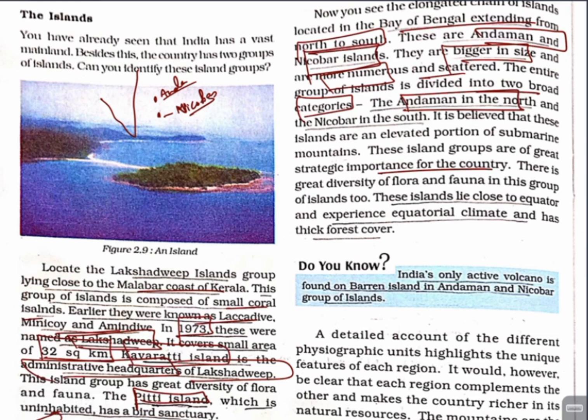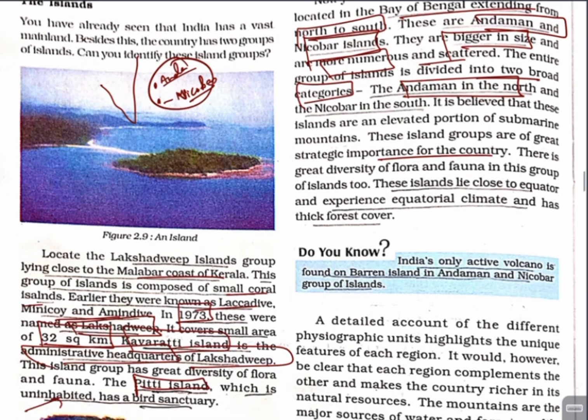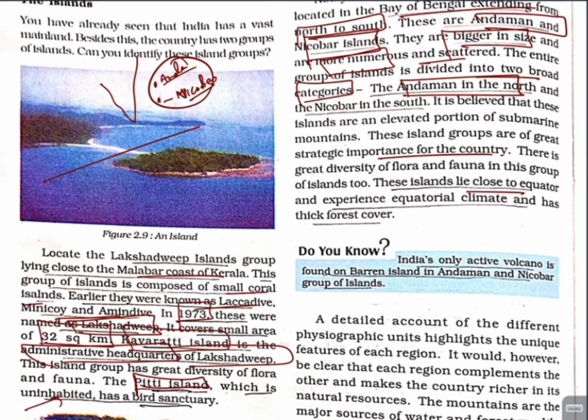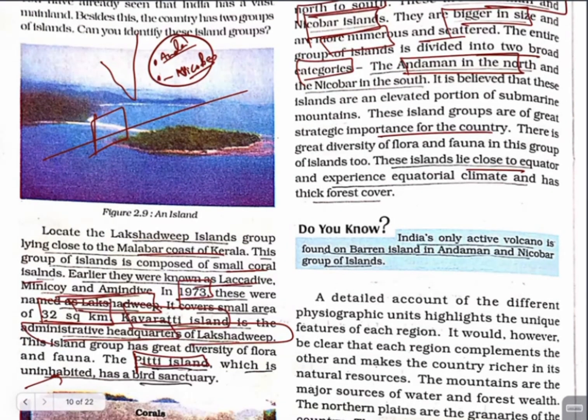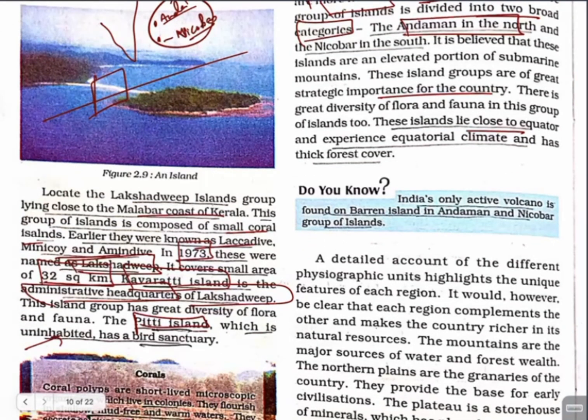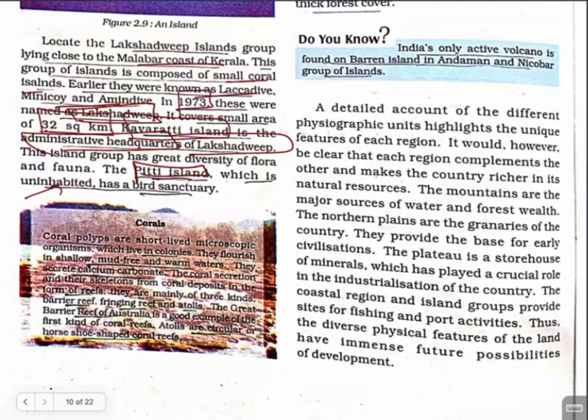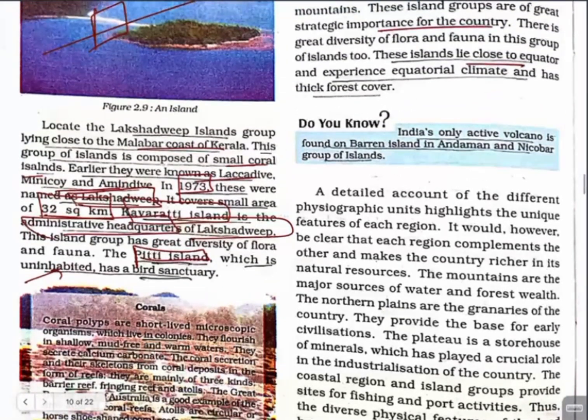The Andaman and Nicobar is an active volcanic zone. These islands lie close to the equator. In the first chapter I talked about the equator, Tropic of Capricorn and Tropic of Cancer. Andaman and Nicobar lie almost on the equator and experience an equatorial climate. We'll talk about the equatorial climate in the climate chapter, which comes after this chapter. There is an active volcano on Barren Island of the Andaman and Nicobar Islands.